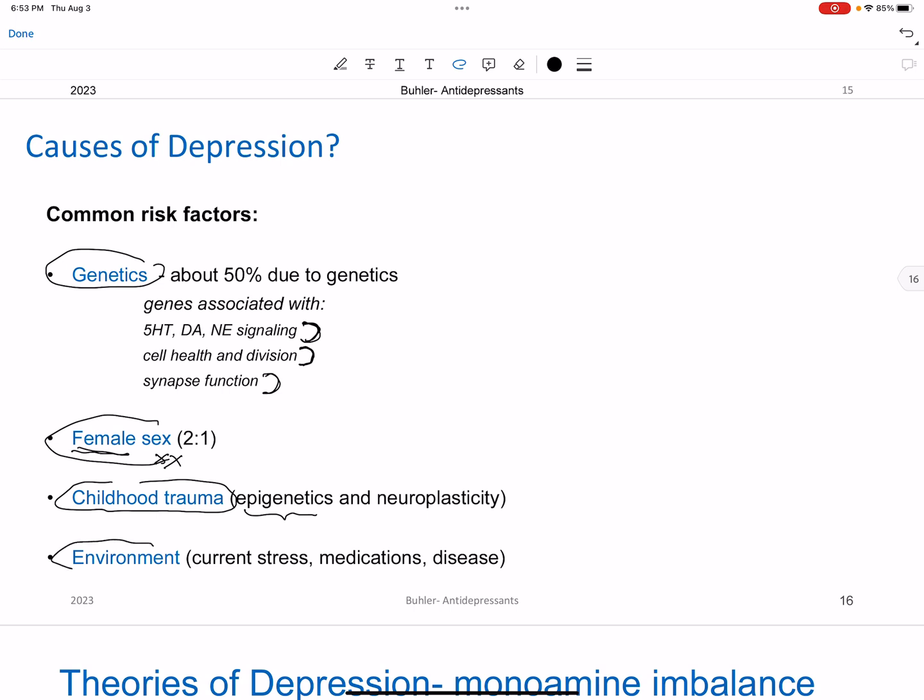And then we have environment. You can have a risk for depression in your family. You can have other risk factors, but things like current stress levels, other disease, and other medications can really add to that burden and be a risk factor.